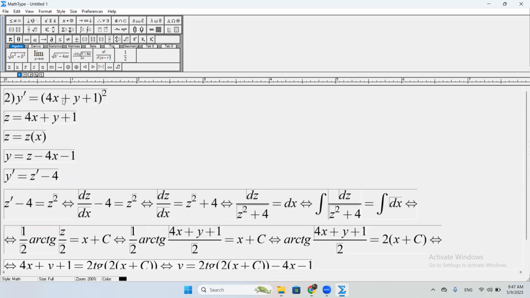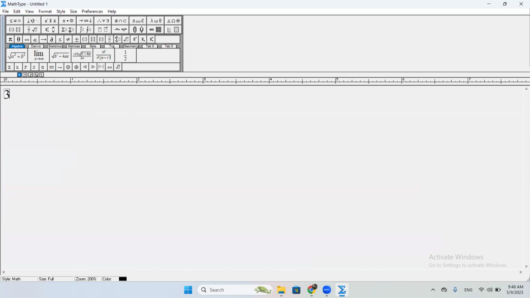Okay, no questions. So we do substitutions for such form of differential equations. It doesn't matter which power we have. It's like a polynomial in x and y, and we do such a substitution: substitute this expression with another variable. Okay, if no questions, we are moving to task number 3.